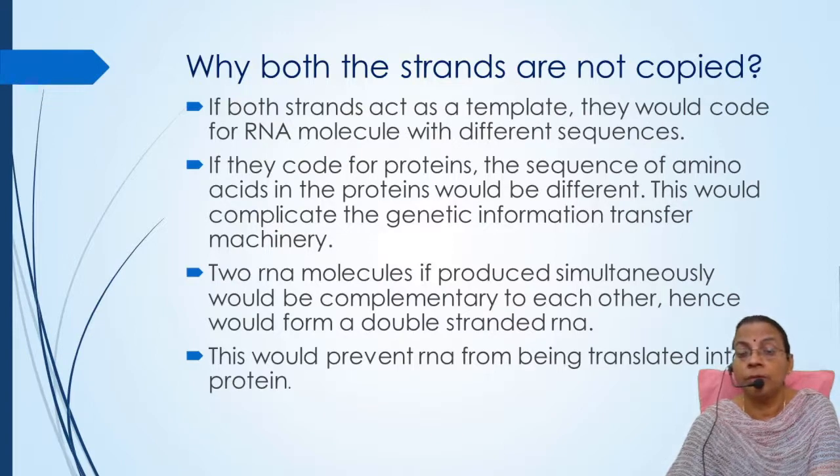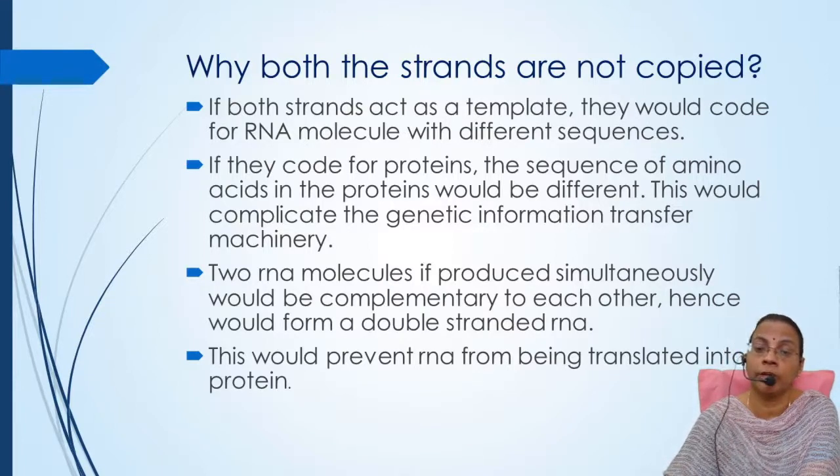So even if both the DNA strands acted as template, we need only one RNA and one type of protein. Unwantedly there will be an excess amount of another protein which is treated as waste. So we need only one RNA, and from that only one type of protein is required. So we need only one DNA strand.